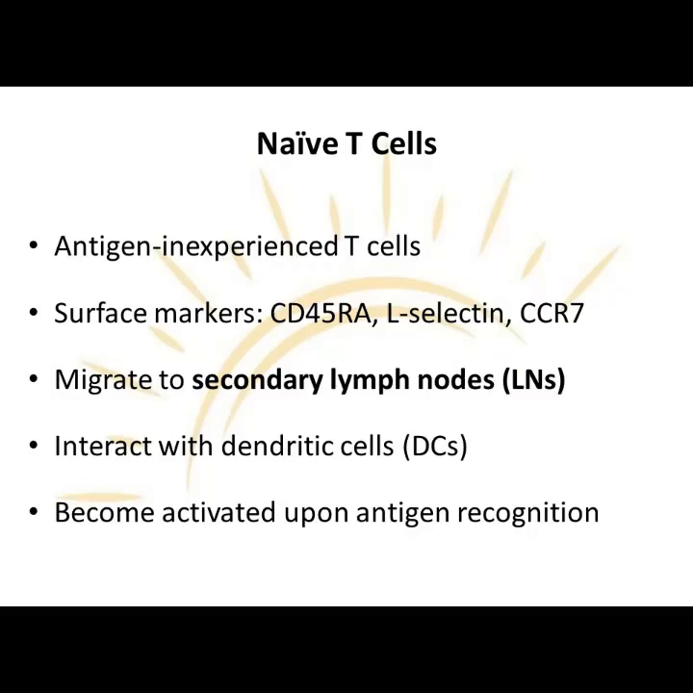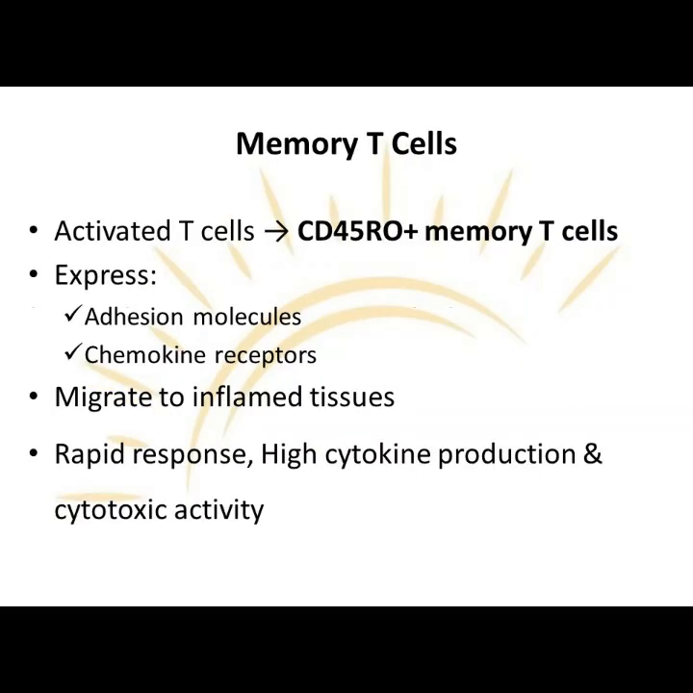They migrate to secondary lymph nodes and interact with antigen-presenting dendritic cells. They become activated upon antigen recognition. Memory T cells. Activated T cells become CD45RO-positive memory T cells. They express adhesion molecules and chemokine receptors and migrate to inflamed tissues. They give a rapid response, with high cytokine production and cytotoxic activity.